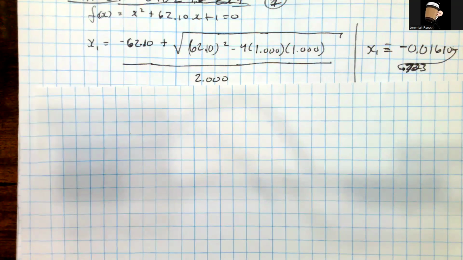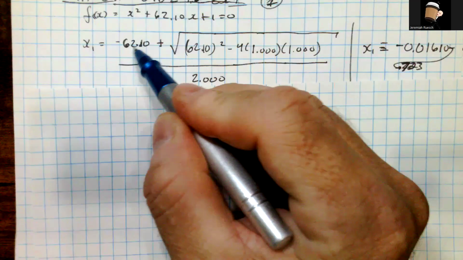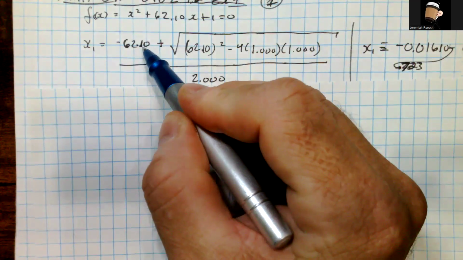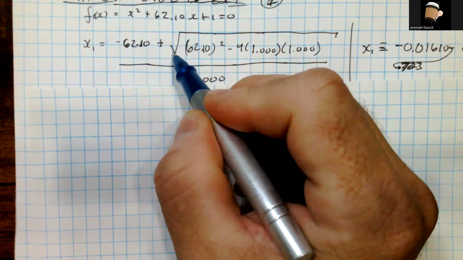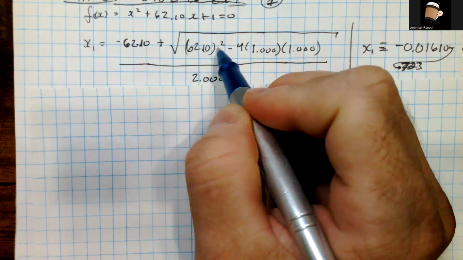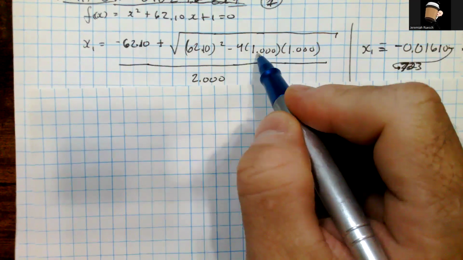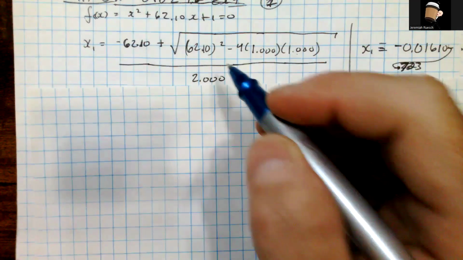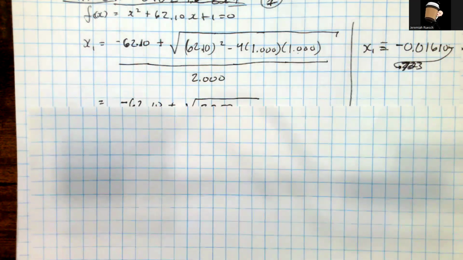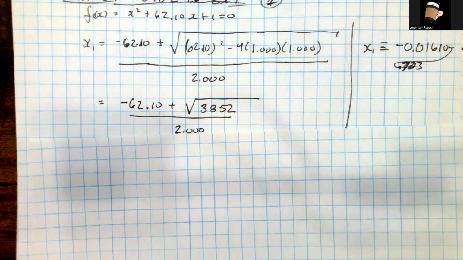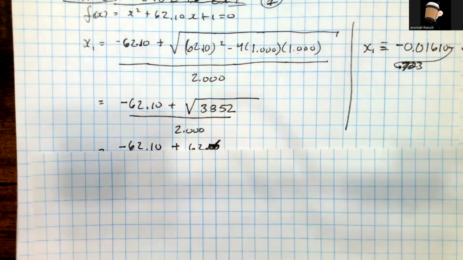So this is using the quadratic formula. Negative 62.1, that's the b term, right? So opposite of b, plus, because I'm looking at x1, the square root of 62.10 squared minus 4 times a times c, all over 2 times a. Remember, I'm using 4-digit arithmetic, so I have 4 significant figures, if you will.